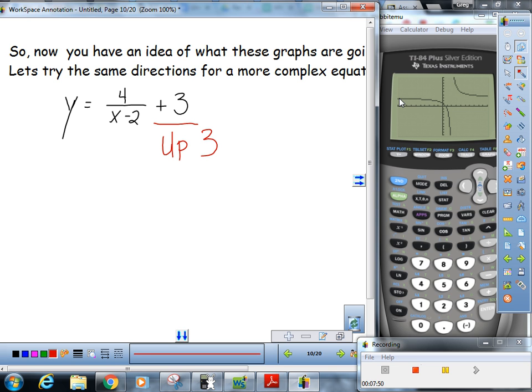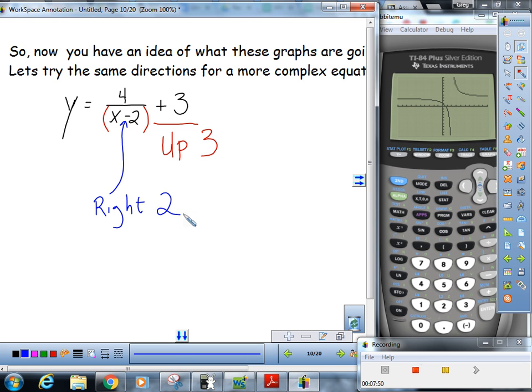To the right. And you remember how if things are in parentheses, we have this counterintuitive thing that happens? So, this minus 2 actually makes it go right 2. Okay? Got it? And that's really all that you need to learn for today. But I can also, I think, help you with where the asymptotes are.